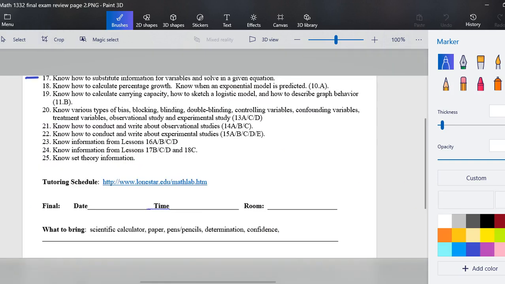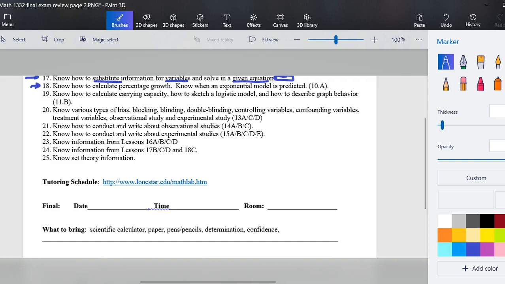On 17, I don't have any section, but it's just an overall understanding of how to substitute information into different letters and to solve for a given equation. Whatever is going on, do you have that skill set? I would say you need to refresh on that, but just for everything we have done, we keep taking variables and plugging in information and manipulating them to get what we are looking for.